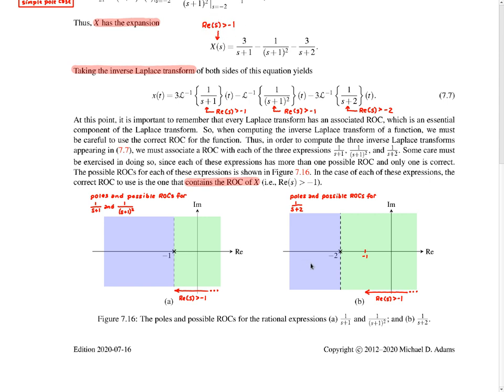So of these two regions, this left half plane and this right half plane, the one that includes the region real part of s greater than minus 1 is the right half plane, in other words this green shaded region. Therefore the region of convergence for 1 over s plus 2 that we need to choose is to the right of this pole at minus 2. In other words, we need to choose the region of convergence real part of s greater than minus 2.